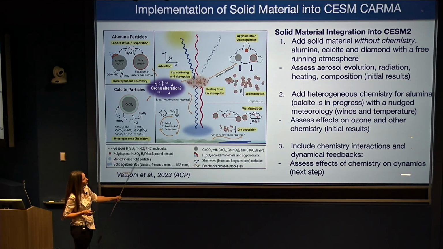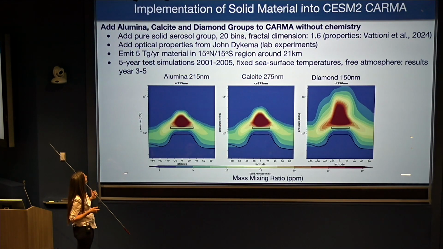The second step then is that, starting with alumina, and I show some results, we do interact alumina with sulfate, with the sulfate group, so it can be coated, and we can look at heterogeneous chemistry, and we can look at the effects on ozone. And then the next step will be to run this all together in some model simulations. So here are the first results.